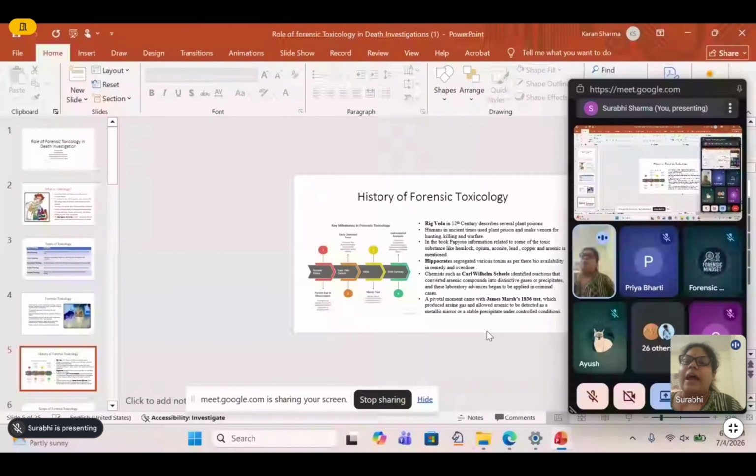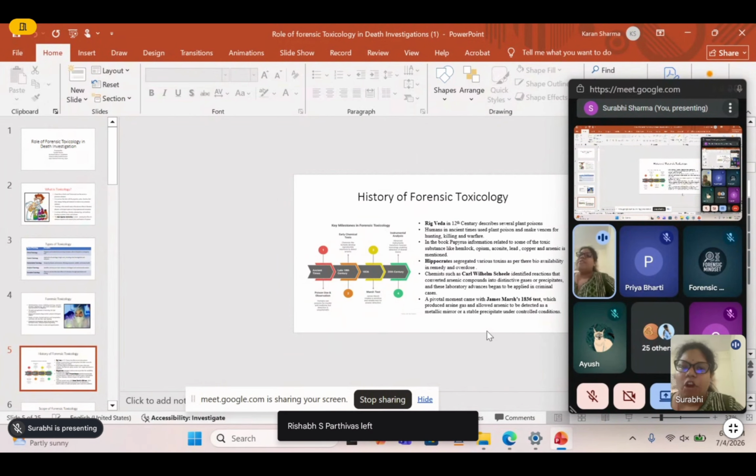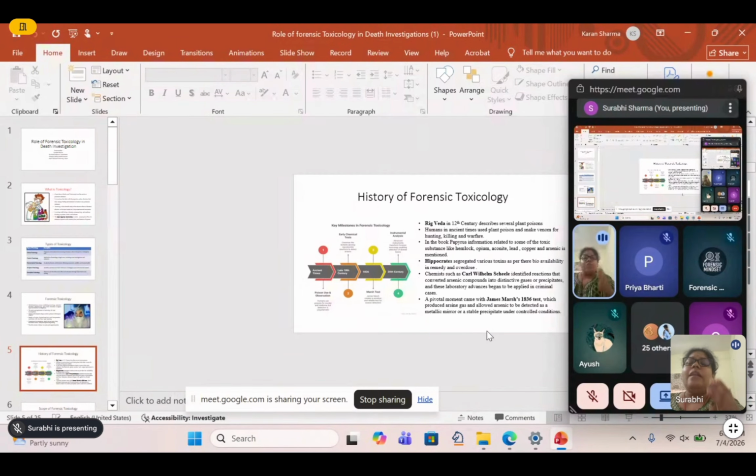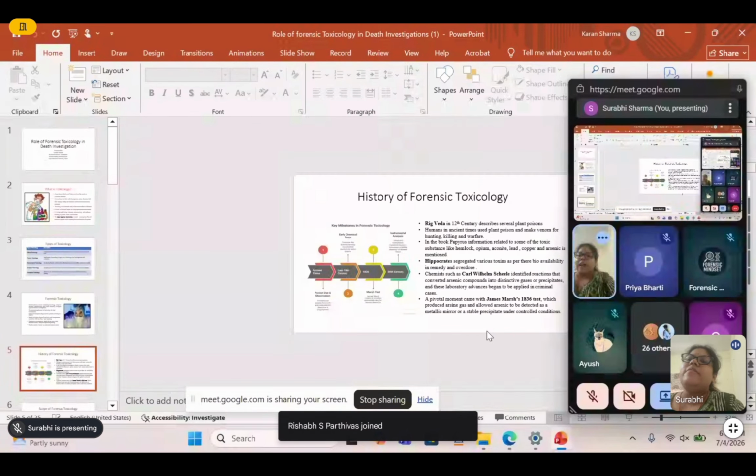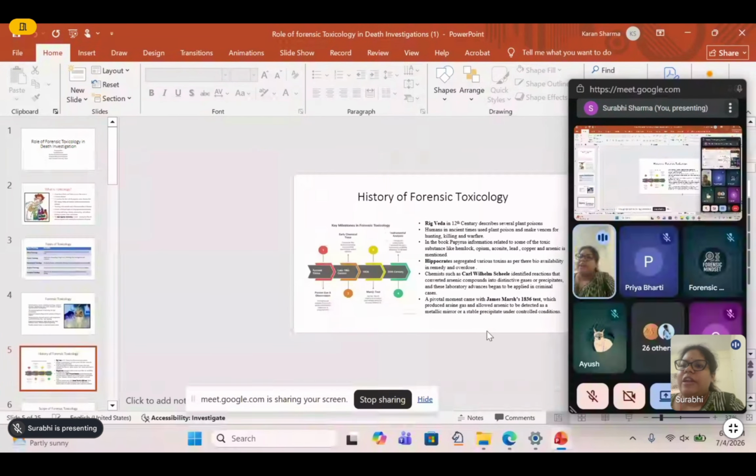We know one poison that is ergot. We know the poison that is semicarpus anacardium. We know a poison which is known as calotropis. These are all plant poisons, but their existence is written way back in the Rig Veda that we study now as plant poisons. So humans in ancient times used plant poison and snake venom for hunting, killing, and warfare.